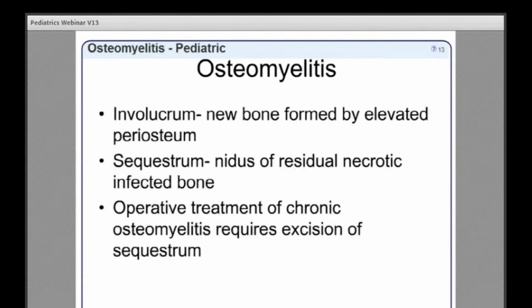Terminology is important to know as well. Involucrum is a term used to describe new bone that's formed in an effort by the body to sequester the infection or to wall it off. The sequestrum is the nidus of residual necrotic infected bone, which is being walled off. Operative treatment of chronic osteomyelitis requires excision of the sequestrum.